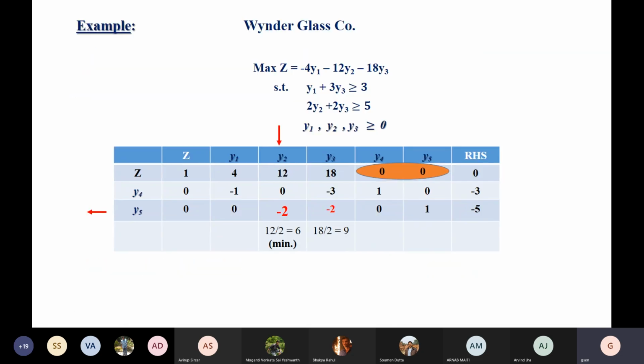Is it clear? The whole algorithm, the process is clear? That is, what is the difference between the normal simplex and the dual simplex? Yeah, tell me. It's clear. Yeah.